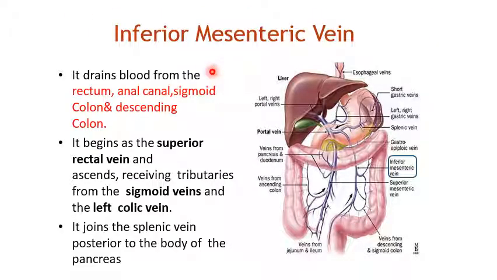The inferior mesenteric vein drains blood from the rectum, anal canal, sigmoid colon and the descending colon. It means it drains blood from the lower part of the gastrointestinal tract. It begins as the superior rectal vein here and ascends upwards and receives tributaries from the sigmoid veins and the left colic veins. Then it again ascends upwards and finally joins with the splenic vein posterior to the body of the pancreas, and its tributaries correspond to the branches of the inferior mesenteric artery.